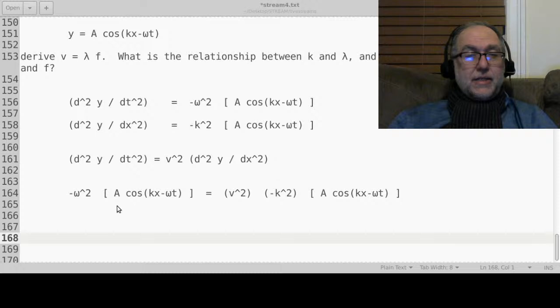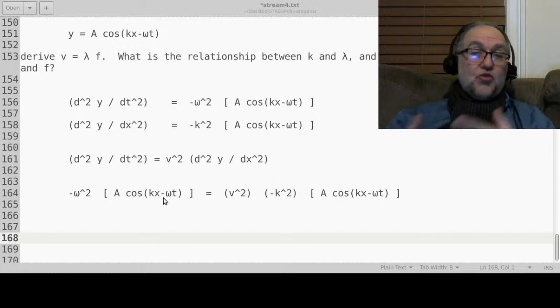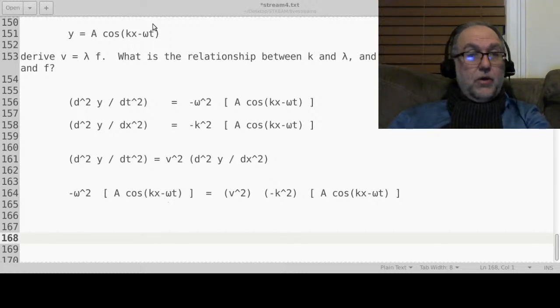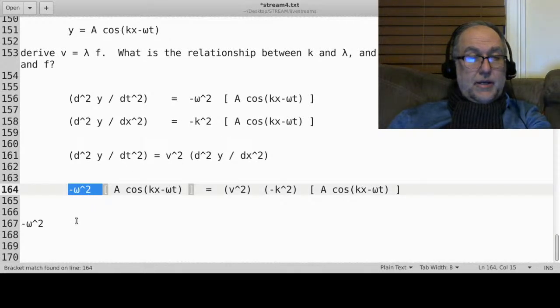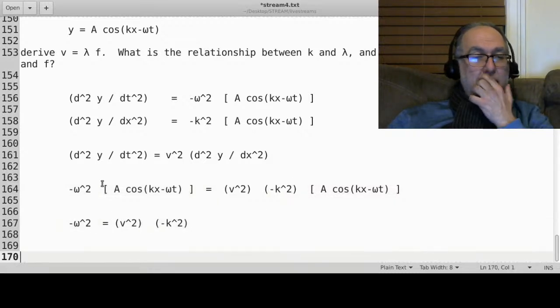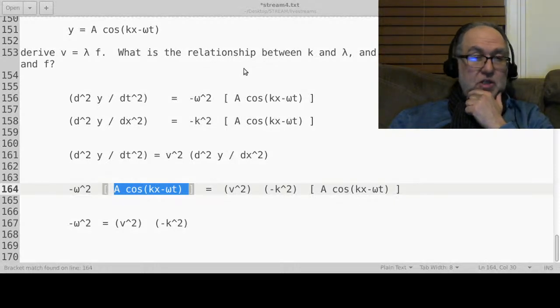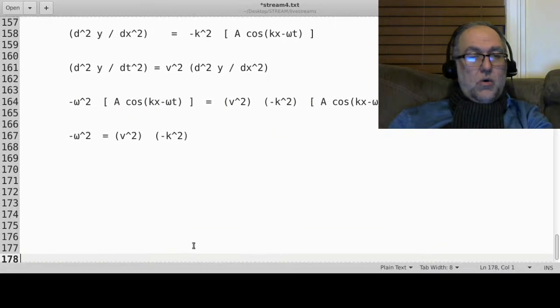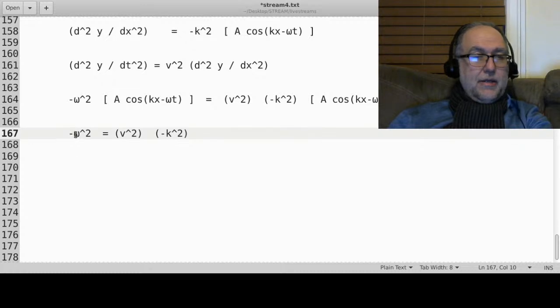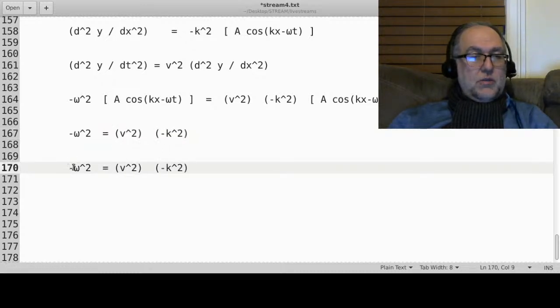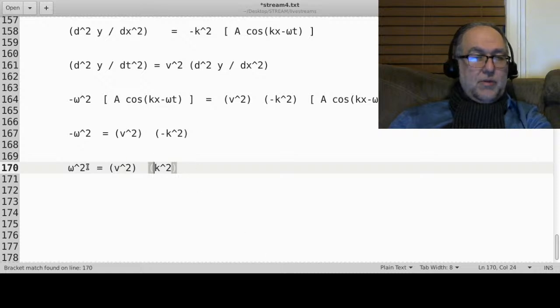You'll notice on both sides that you have A cosine(kx minus omega t). That has to be true for all t and all x, so that cancels out. On the next line, you simply get this. The A cosine, which was common to both sides, just factors out. There's a negative sign on both sides, and also a square. So on the next line I can get rid of the negative sign, because it's on both sides, and take the square root of everything, and we get this equation.